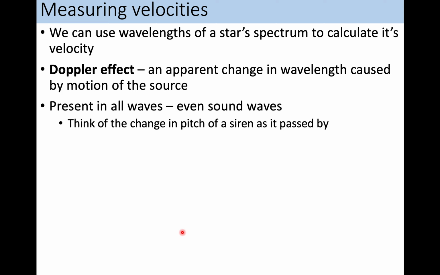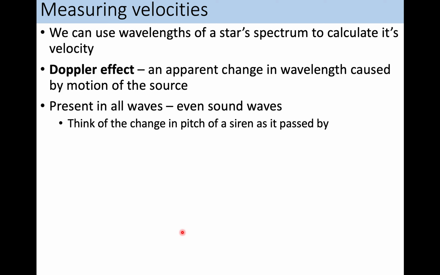So we can use this spectral information not only to determine the composition of certain stars, but also motion and speed. So we can use the wavelengths of a star's spectrum to calculate its velocity and how it's moving relative to Earth. So we do this by using what we call the Doppler effect. So the Doppler effect is the apparent change in wavelength that's caused by motion of the object itself. So this is present in all waves, even in sound waves.